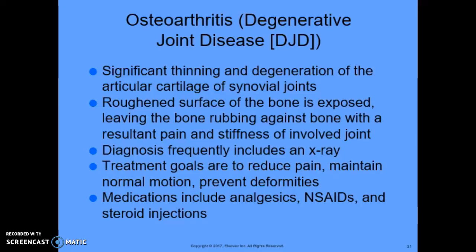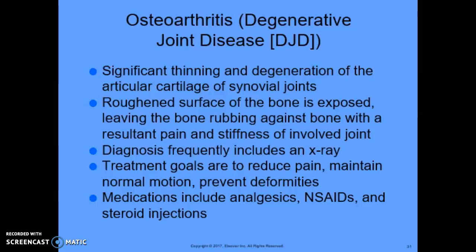So, degenerative joint disease, DJD, osteoarthritis. There's significant thinning and degeneration of the articular cartilage in the synovial joints. A roughened surface of the bone is exposed, leaving the bone rubbing against bone. So this causes obviously pain, if you can imagine bone rubbing against bone, and it also causes stiffness of the involved joints. Diagnosis frequently includes an X-ray.